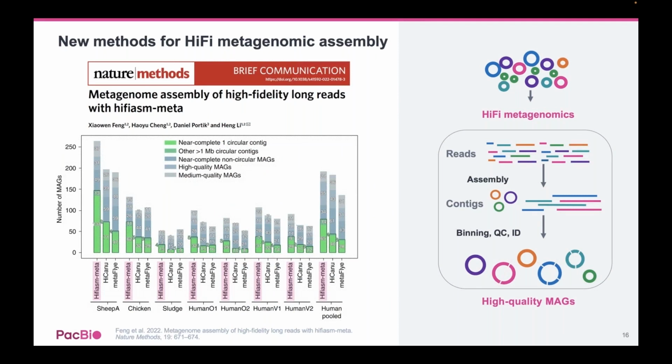And in the beginning of 2022, we actually published a new algorithm for metagenome assembly that is specifically tuned to HiFi reads. And this is called hifiasm-meta. And in the publication, we demonstrated that hifiasm-meta produces more total MAGs, and more importantly, more circular MAGs than any of the other methods that are currently available. And so this represents a tremendous improvement and a leap forward in terms of the metagenome assembly process.